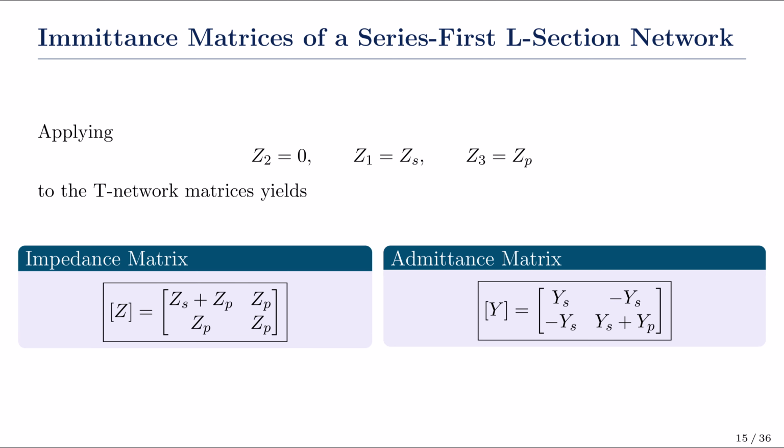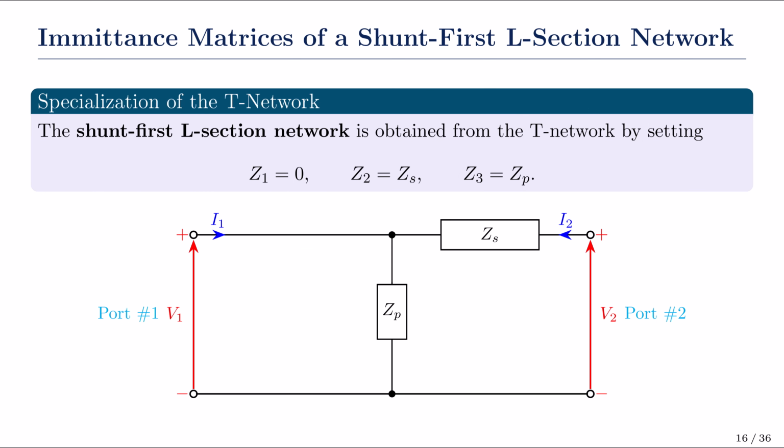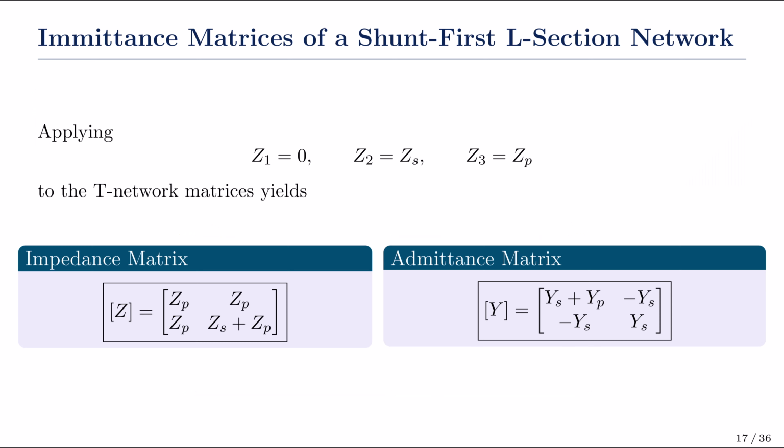Next, we examine the complementary shunt-first L section. The shunt-first L section is obtained by setting the left-hand series impedance to 0 while keeping the right-hand series impedance equal to ZS and the shunt branch equal to ZP. The topology is therefore the mirror image of the previous L section, and we again use the general T network as the starting point. Applying the substitutions gives the corresponding Z and Y matrices.